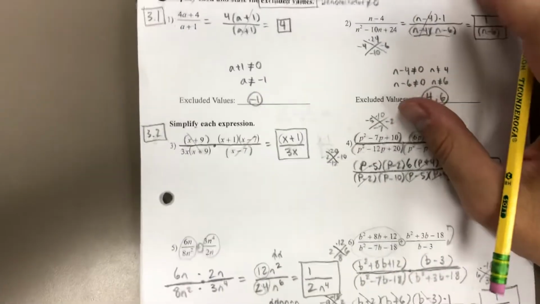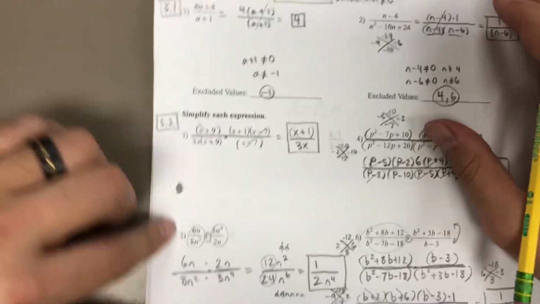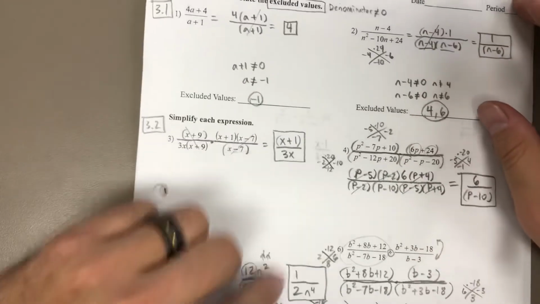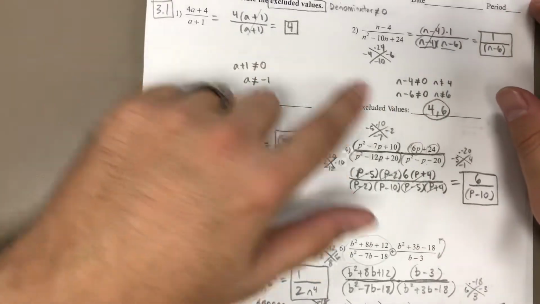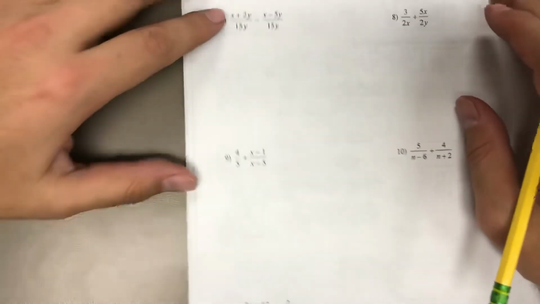All right, guys, so we just finished up the front page of the quiz review. So we covered multiplication of rationals, division, and then also just simplifying rational expressions. So now we're going to move on to adding and subtracting rational expressions.